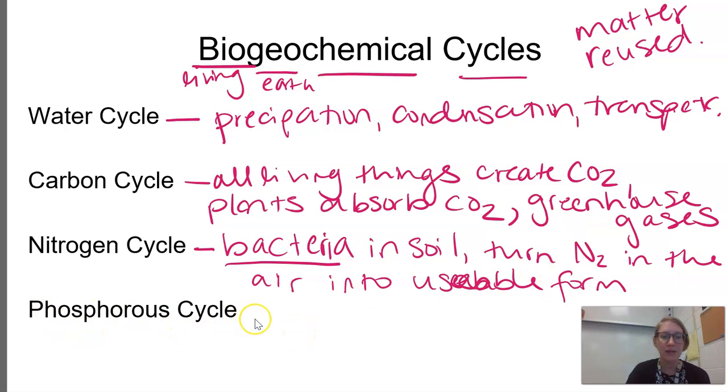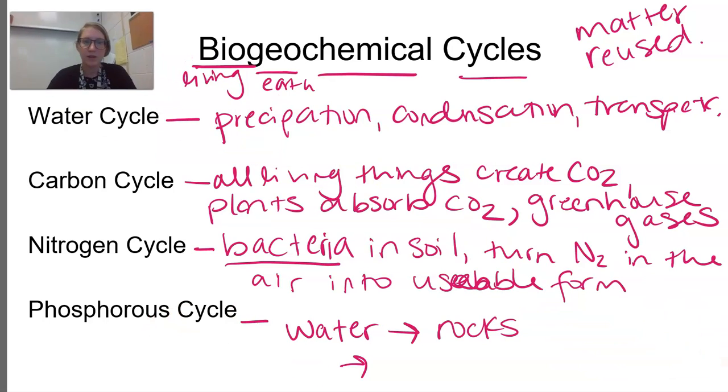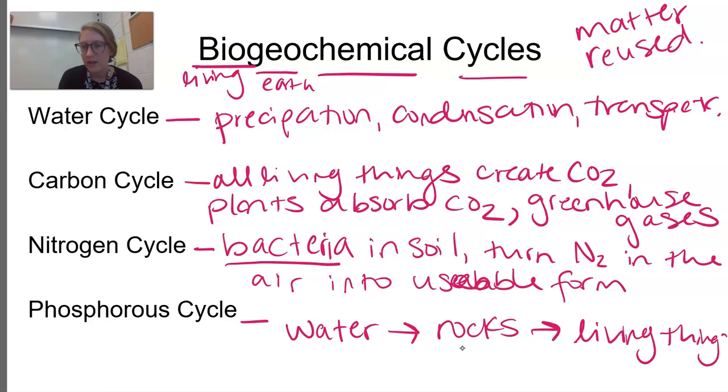And then the last thing is we have the phosphorus cycle. This one was pretty simple, mainly just went from water to rocks to living things. Water to rocks to living things. And they can cycle back and forth, so it kind of looked like this.